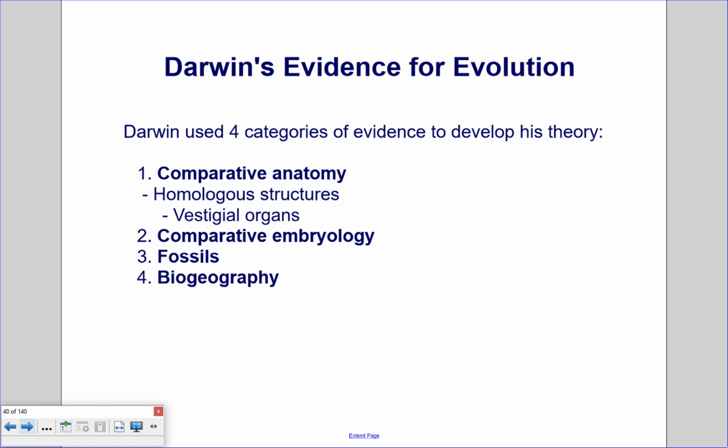Darwin's evidence for evolution. Darwin used 4 categories of evidence to develop his theory. 1. Comparative anatomy, including homologous structures and vestigial organs. 2. Comparative embryology. 3. Fossils. And 4. Biogeography.